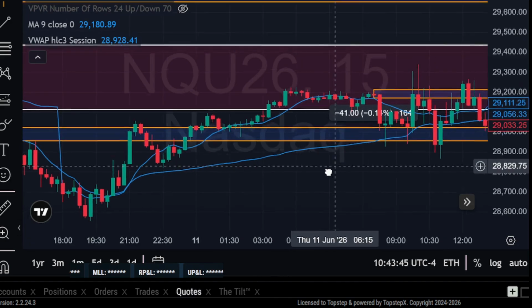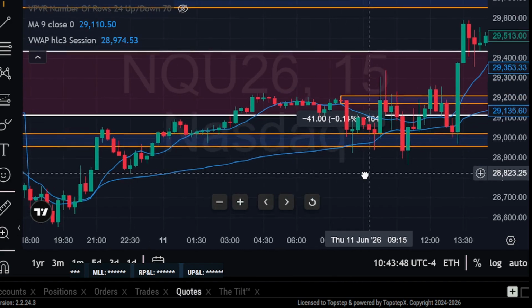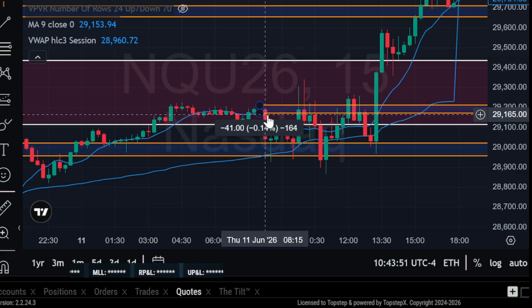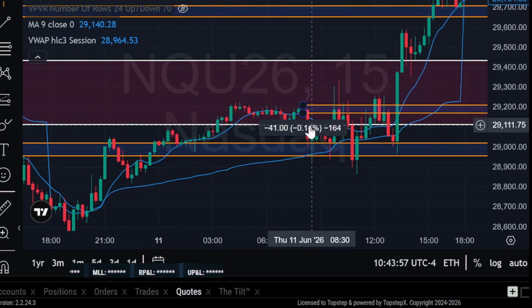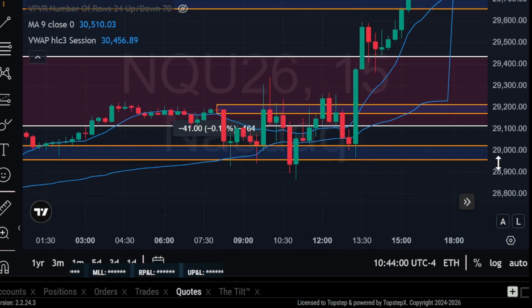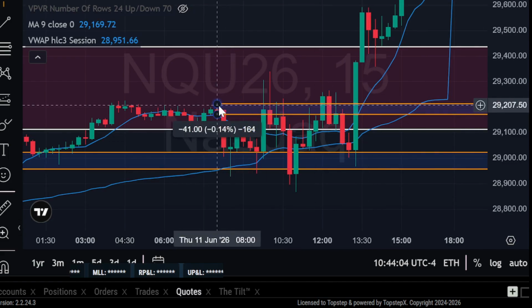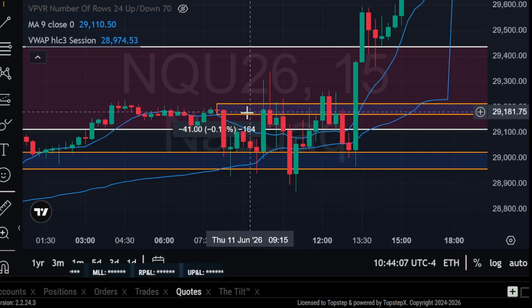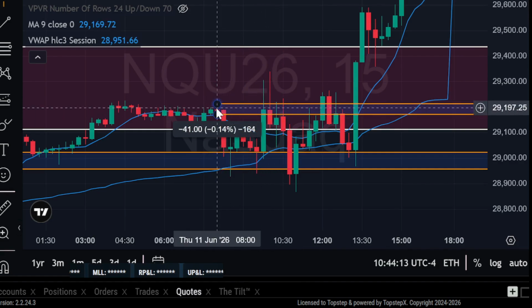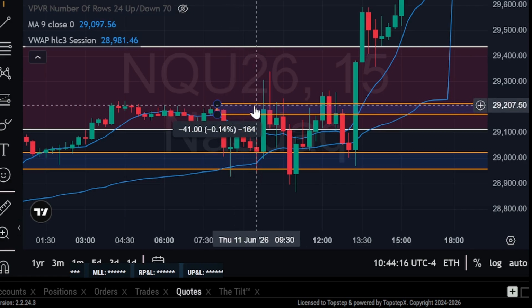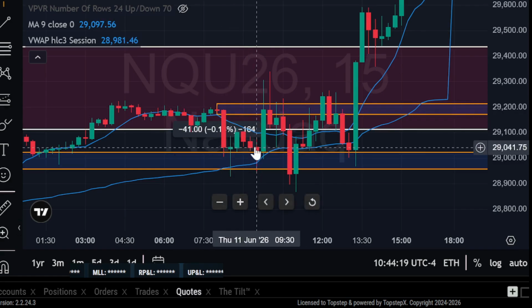Going into the 11th. We had CPI here on the 10th. On the 11th, we had PPI. Small 8 a.m. orb on the 11th. Really don't see too much on support or resistance here for the 11th 8 a.m. orb. Neither the New York opening orb.